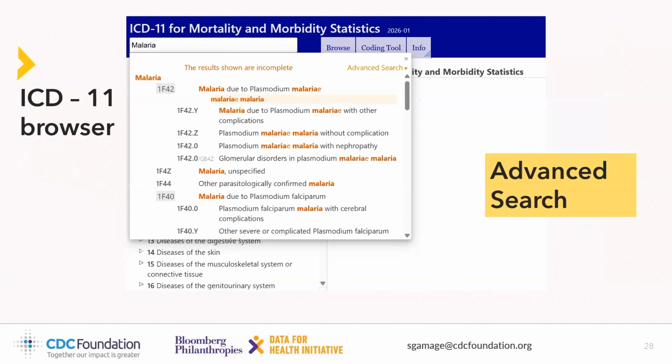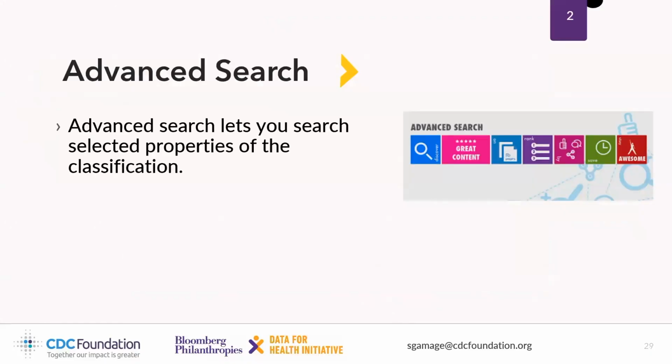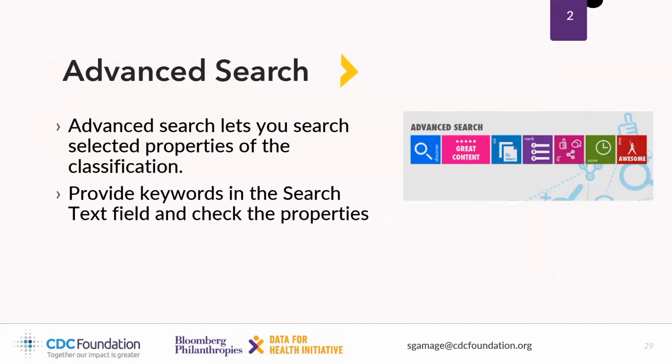Advanced search is another method of searching, and if you want to open advanced search, there is a button here, the orange text, and you can click here and advanced search will open. Advanced search lets you search selected properties of the classification. Provide keywords in the search text field and check the properties.